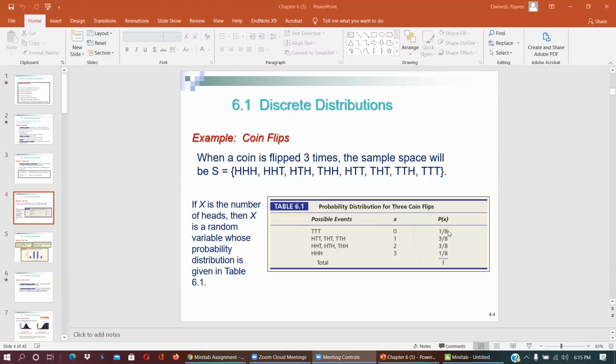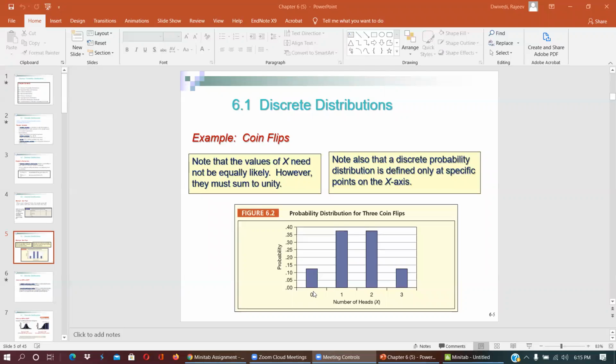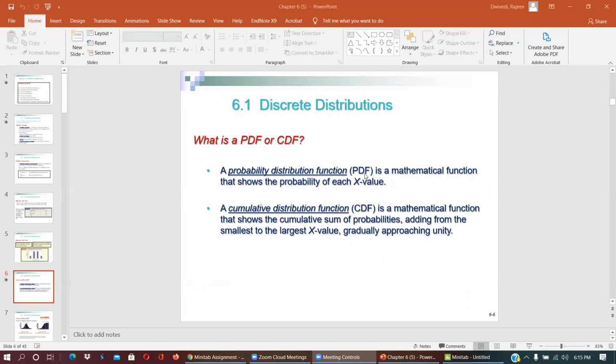If you plot this probability, here it is, event 0. What is the probability? 1 by 8. Event 1, what is the probability? This is event 2, this is the probability, and this. So this is the probability distribution of flipping 3 coins and getting heads. Now there are two types of probability distribution. One is PDF, another is CDF. It should be very clear right from now what PDF is and what CDF is, because we have a lot of PDF and CDF things.